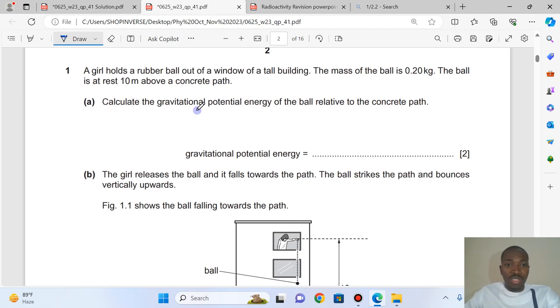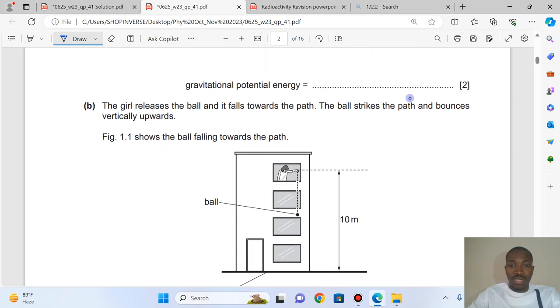A girl holds a rubber ball out of a window of a building. The mass of the ball is 0.2 kg. The ball is at least 10 meters above a concrete path. Calculate the gravitational potential energy of the ball relative to the concrete path.